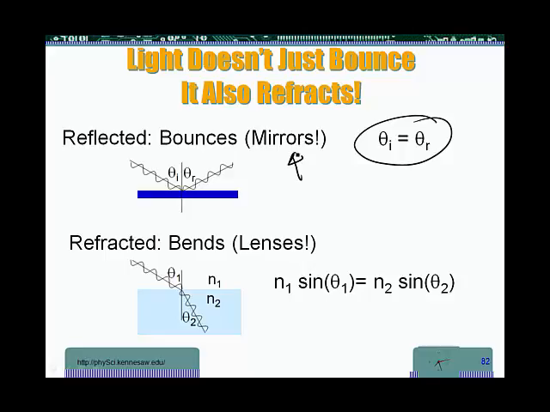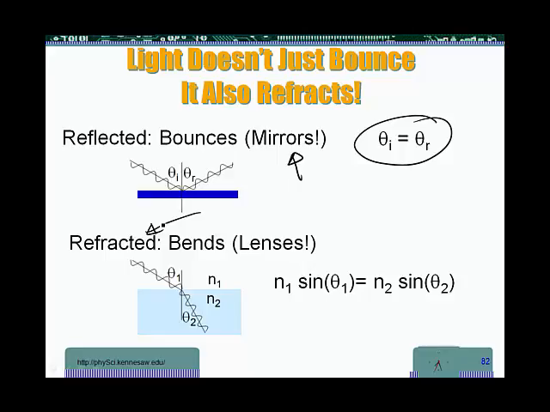Now, as it happens, in addition to reflecting, part of the light is going to move into the medium, or it's going to be transmitted in the medium. The term we usually use is refracted. So we say light is refracted.